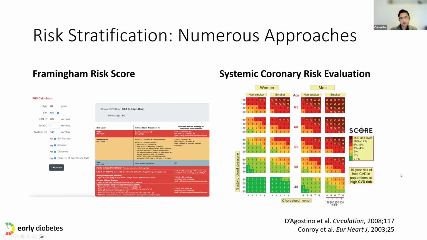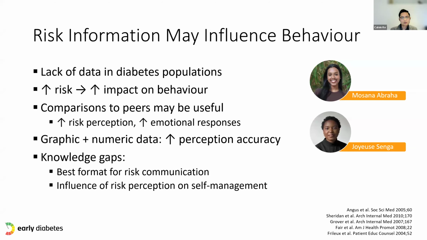And so in terms of risk stratification, there are so many approaches to risk stratification. These are some approaches to cardiovascular risk stratification, Framingham risk score, the score, and there are many of these that take people's characteristics and give you a number that represents your risk of having some sort of complication over the defined period of time. And so, why should we actually present this when we're talking about self-management?